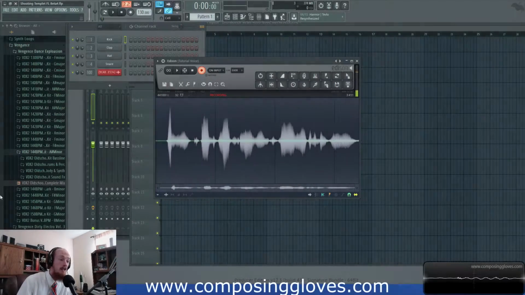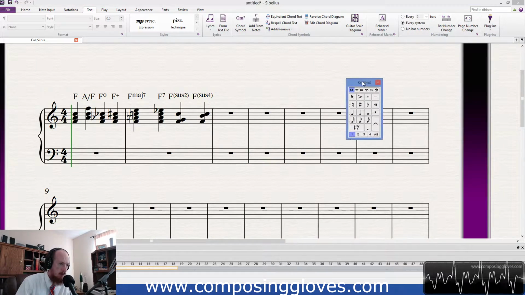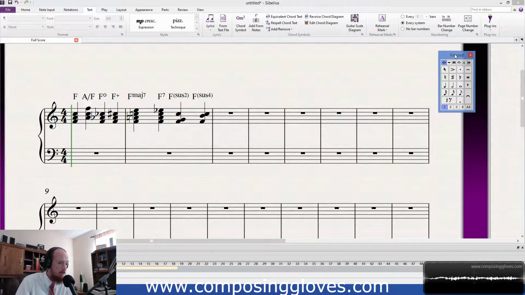Hey, Composing Gloves here, and today we are going to be doing a quick video on chord symbols. I'm just going to cover basic chord symbols because you will run into them. They're a lot simpler than they look. More advanced chord symbols are essentially just combinations of these simple basic ones.